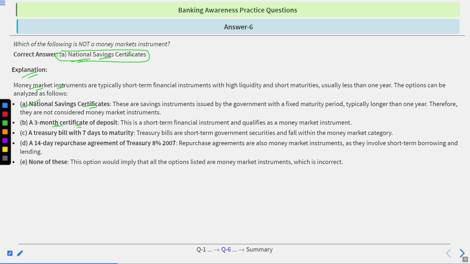A 3 month certificate of deposit is a short-term financial instrument, qualifies as a money market instrument. A treasury bill with 7 days to maturity, short-term government securities, fall within the money market category. 14-day repurchase agreement of treasury 8%. Repurchase agreements are also money market instruments as they involve short-term borrowing and lending. None of these would be automatically incorrect if option A is correct.